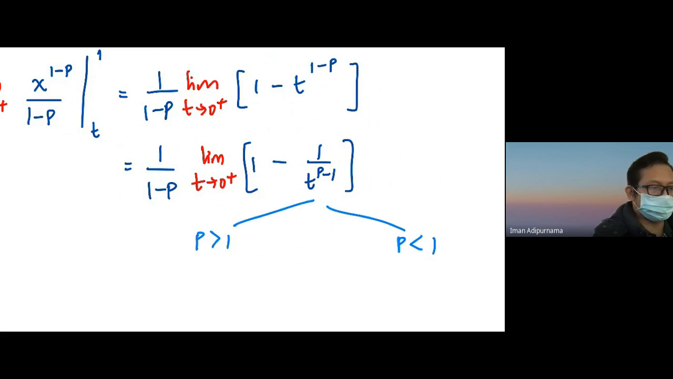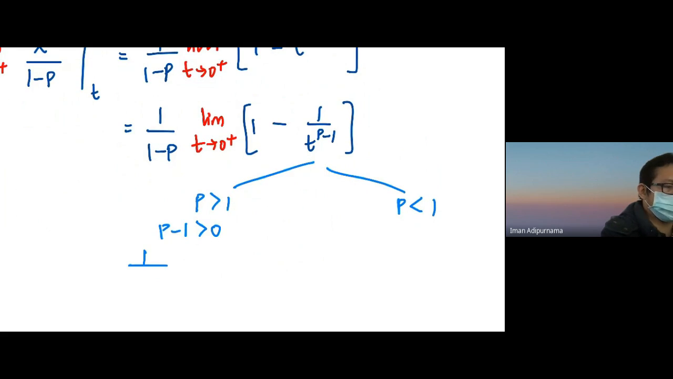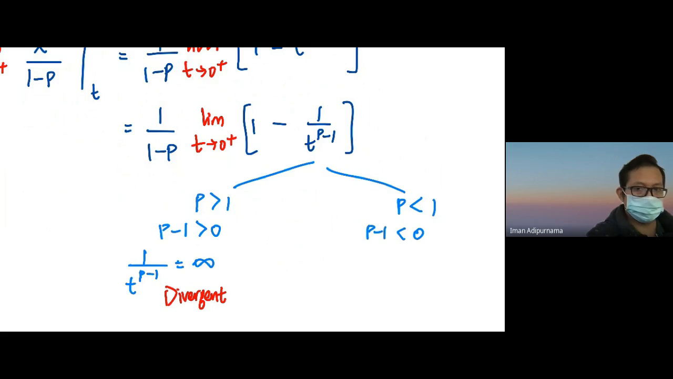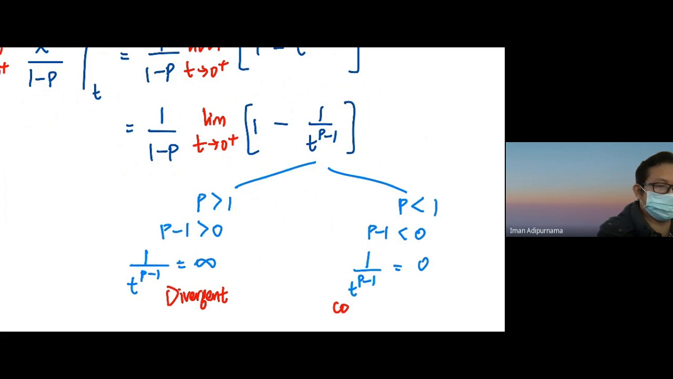If p is greater than 1, then p minus 1 is greater than 0, which means it's positive. So 1 over t to the p minus 1 will give an infinite result, or divergent, right? But when p is less than 1, which means p minus 1 is negative, then t to the power of that will result in 0. So we know that this will be convergent.